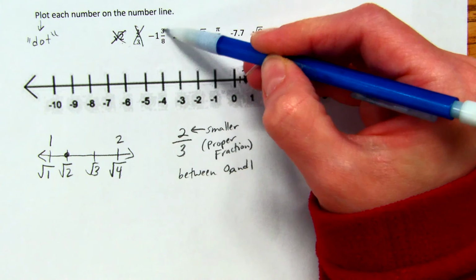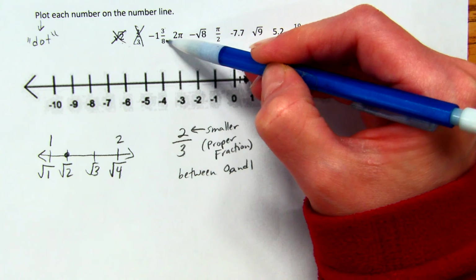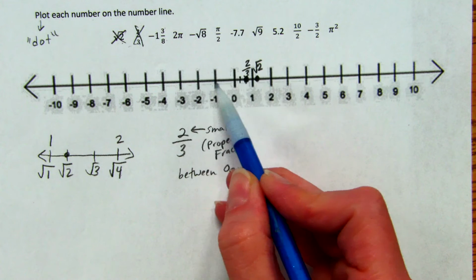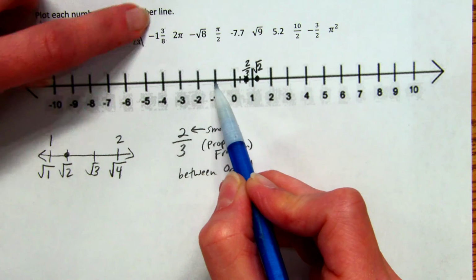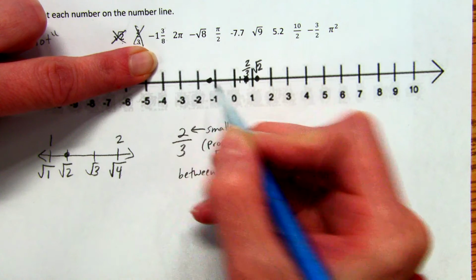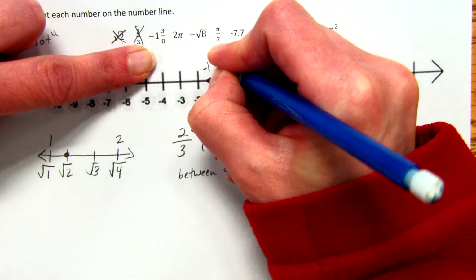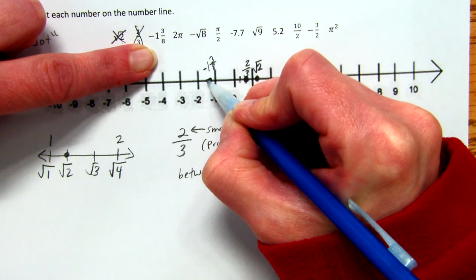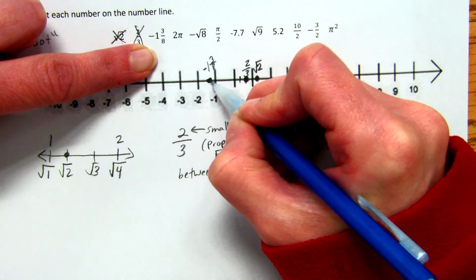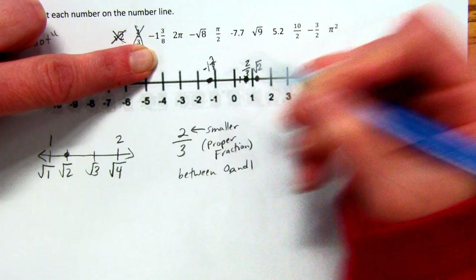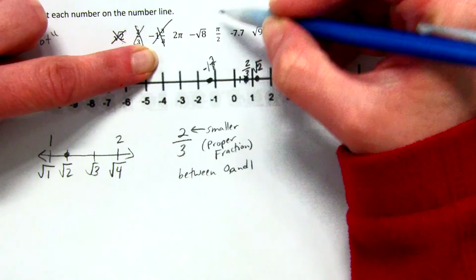Okay, -1 and 3/8. So if I start at 0, here's -1, and the 3/8, we're going to go just a little bit further to put the point. This would be -1 and 3/8. 4/8 would be a half. So I know it's not quite that far. It's not quite -1.5. It's just a little bit closer to the -1.